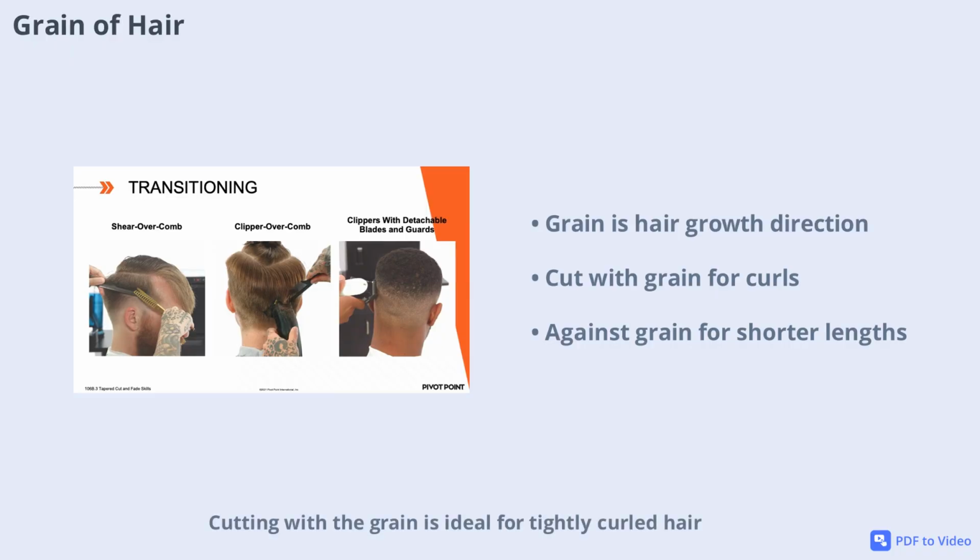Cutting with the grain is ideal for tightly curled hair as it avoids cutting too close to the scalp or creating uneven lengths. Hair is brushed with the grain before cutting. Cutting against the grain results in shorter lengths. Understanding the grain is essential for achieving consistent, even results.